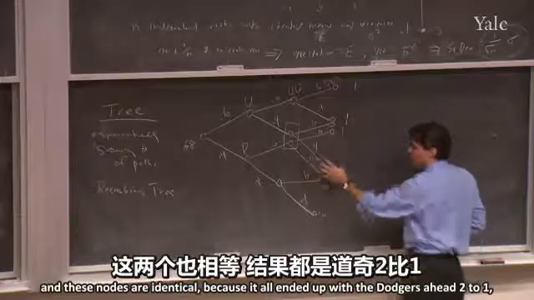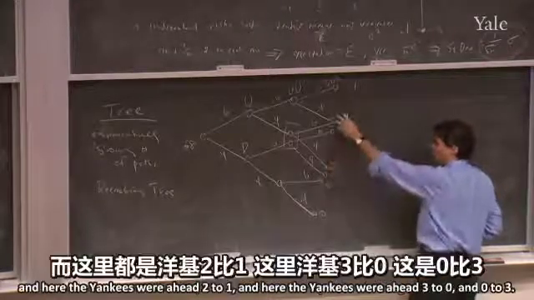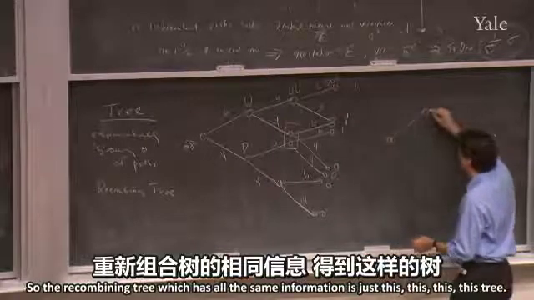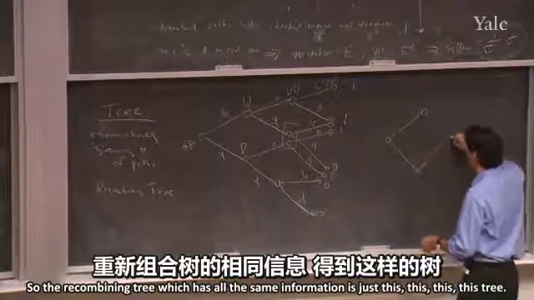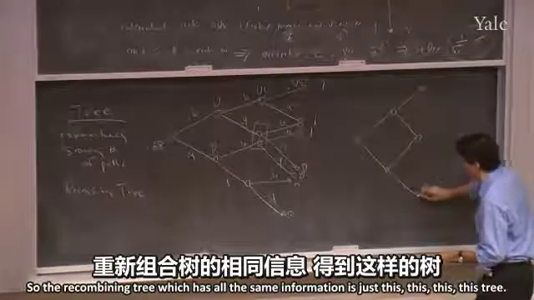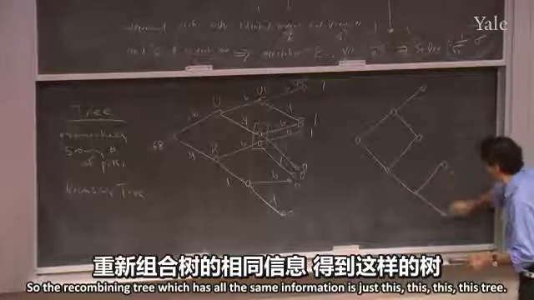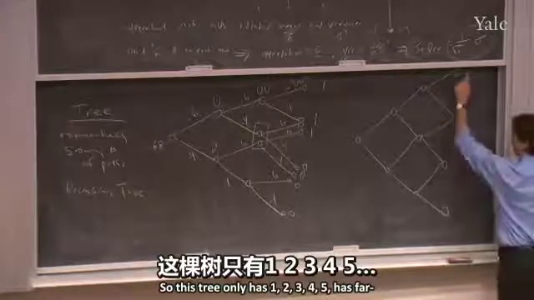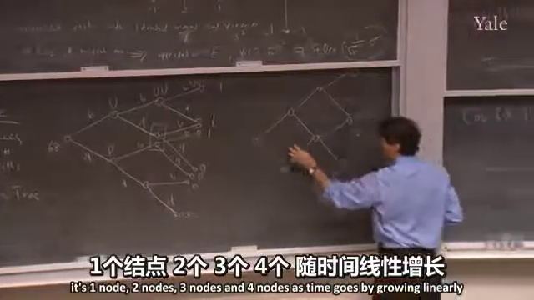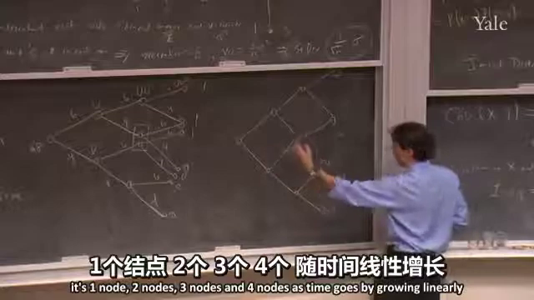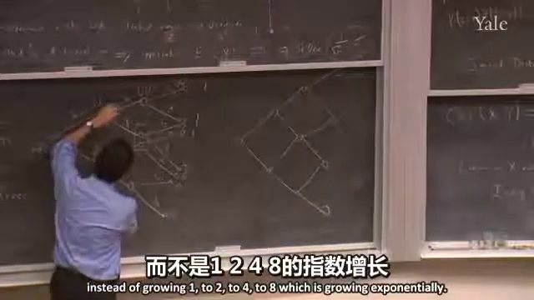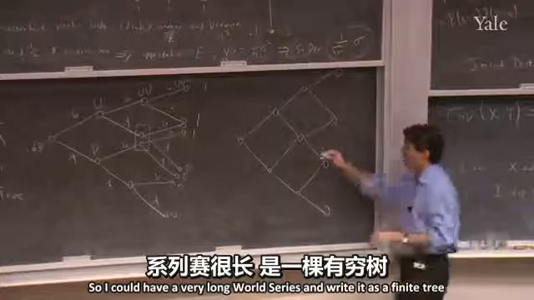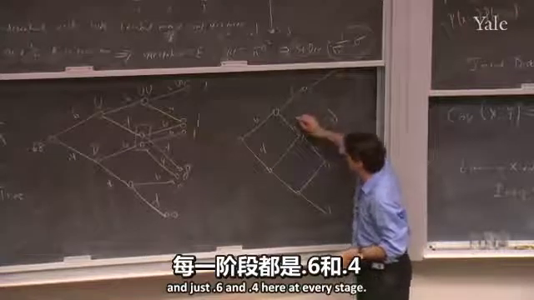And these nodes are identical because it all ended up with the Dodgers ahead 2-1. And here the Yankees were ahead 2-1. And here the Yankees were ahead 3-0 and 0-3. So the recombining tree, which has all the same information, is just this, this, this, okay, this tree. So this tree only has 1 node, 2 nodes, 3 nodes, and 4 nodes as time goes by, growing linearly instead of growing 1 to 2 to 4 to 8, which is growing exponentially. So I could have a very long World Series and write it as a finite tree and just put 0.6 and 0.4 here at every stage.